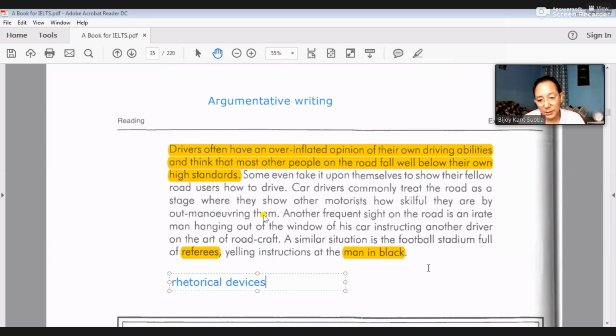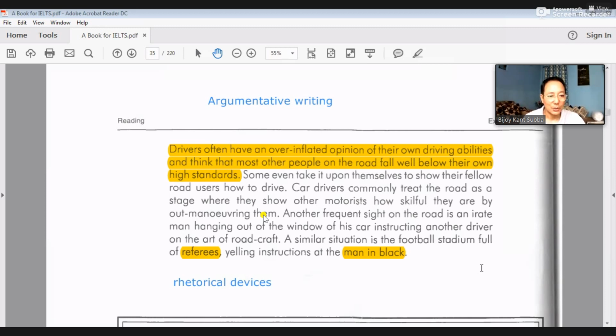What does the word rhetorical mean? Rhetorical is actually derived from the word rhetoric. Rhetoric actually means words. So how the author uses words, like referees and men in black. So the purpose of the author, in using different words, referring to spectators as referees and to the referees as men in black, is to further support and to strengthen his argumentative writing.